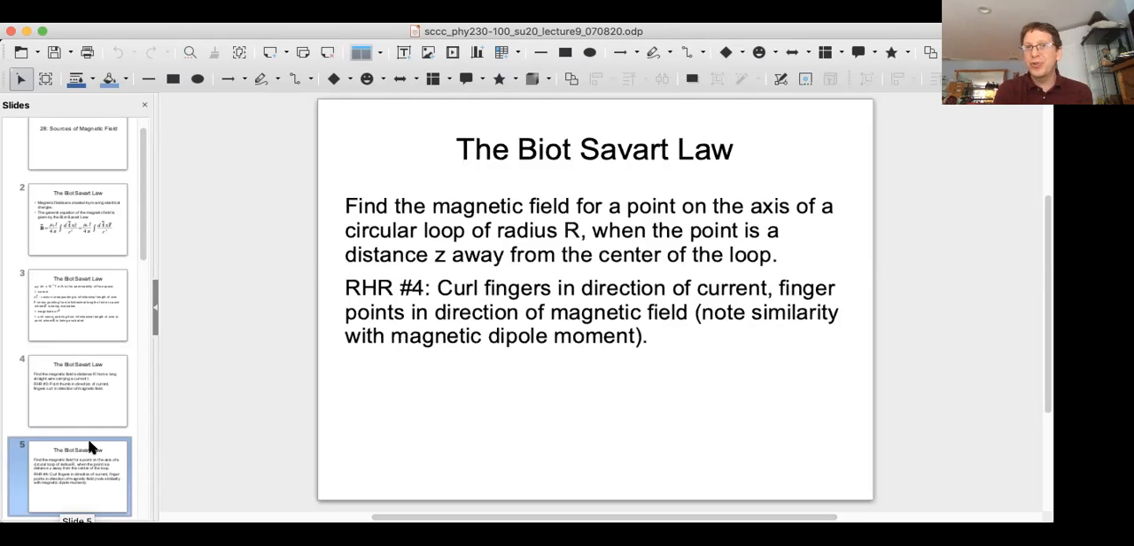And that brings us to another important right-hand rule, number 4, our fourth right-hand rule. You curl your fingers in the direction of the current, and your thumb points in the direction of the magnetic field. Note the similarity with the magnetic dipole moment. It's basically the same thing. So what that's telling you is that a loop of current creates a magnetic field that points in the same direction as its dipole moment.